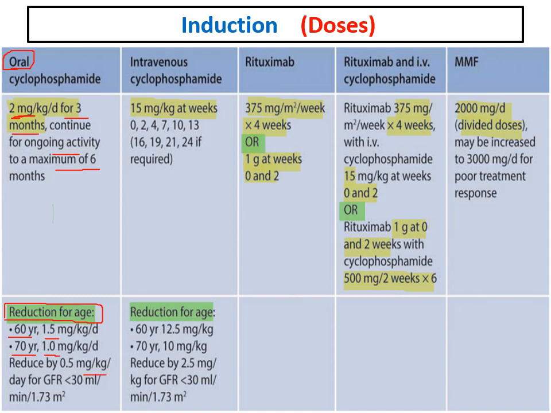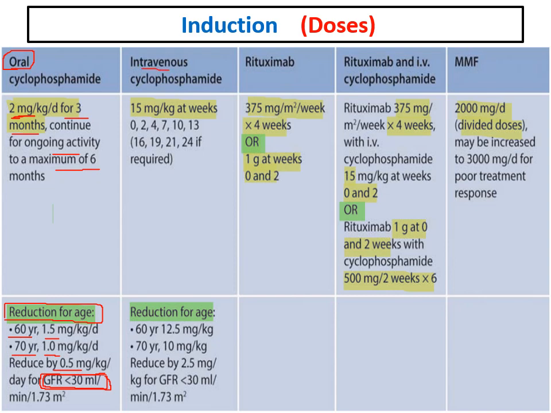And if the GFR is less than 30 mL per minute, we should reduce the dose by 0.5 milligram per kg. But don't forget these modifications. It's very important.